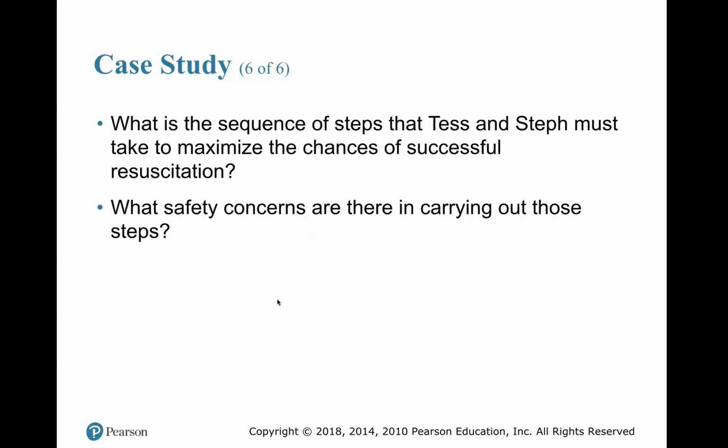What is the sequence of the steps that Tess and Steph must take to maximize the chance of successful resuscitation? What safety concerns are there in carrying out these steps? Again, pause, write these questions down so you can answer them as we go along.